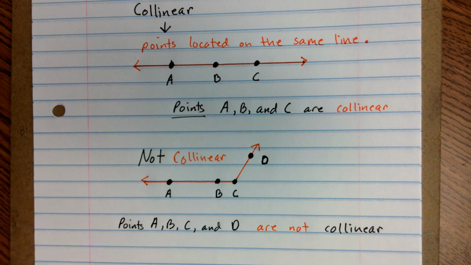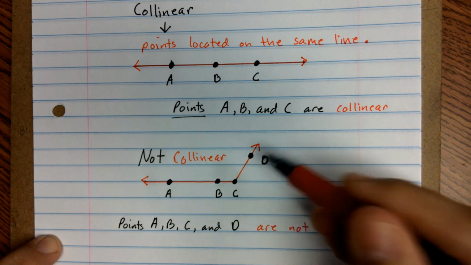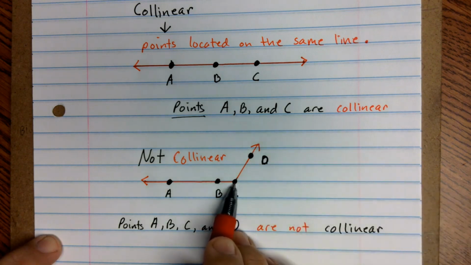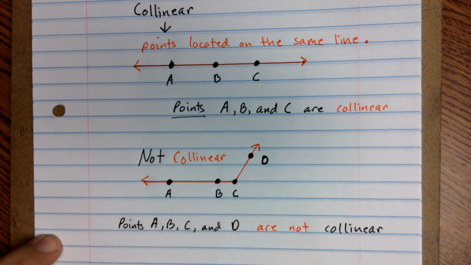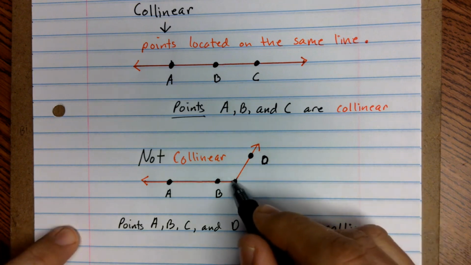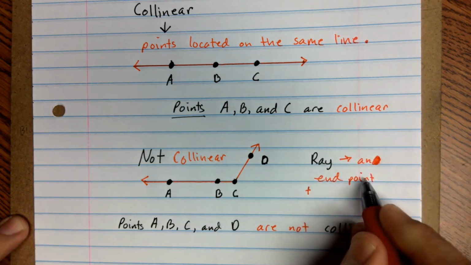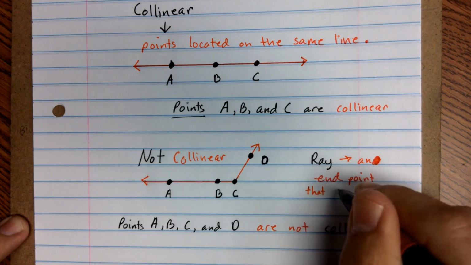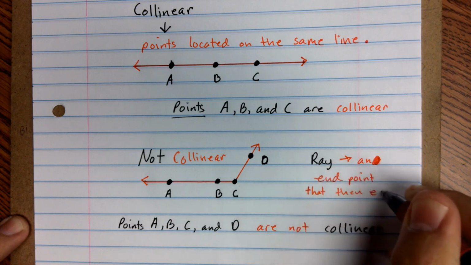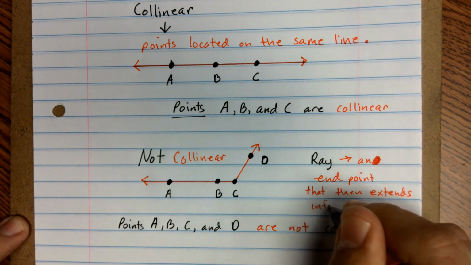So what you see here is we actually have multiple rays, right? So we could say that C and D is a ray, and we could say that C and A form a ray. And because we have two different rays, and when I say ray, so a ray is defined, I'm going to write the word ray, an endpoint, that then extends infinitely.